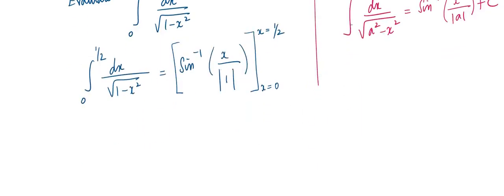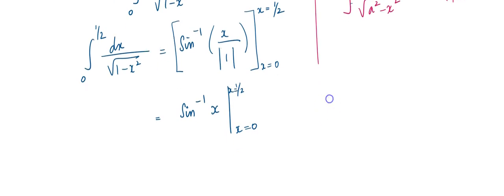So that is direct application. Now with simplification, this will simply be sine inverse of x. And I can use the bar now because we don't have the absolute value bars now. So this is the vertical bar evaluation. And that will be sine inverse of half minus sine inverse of 0.